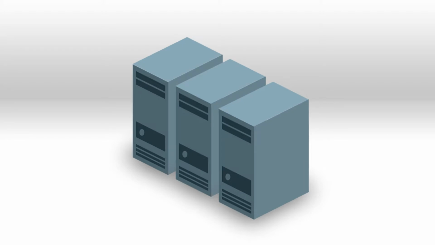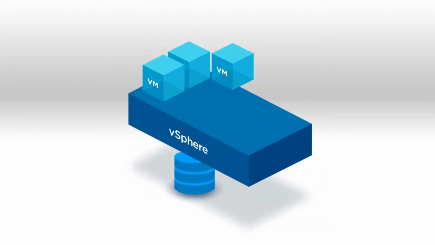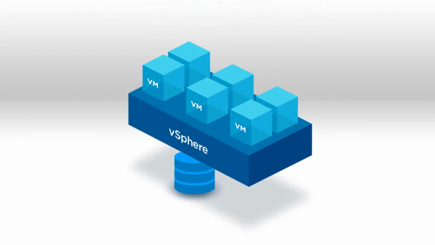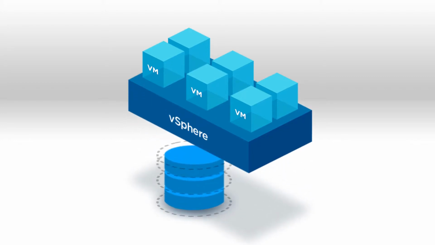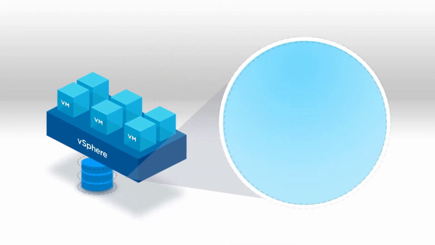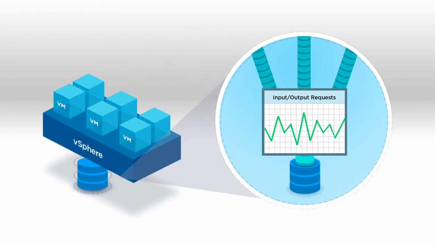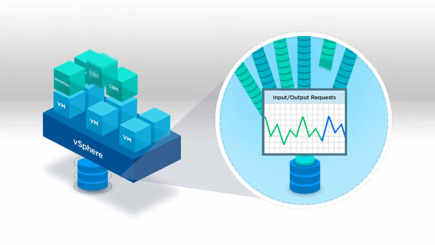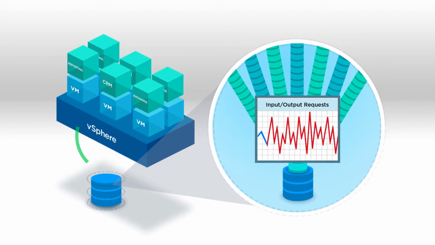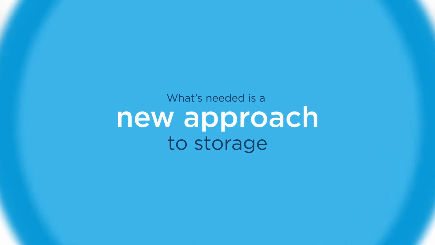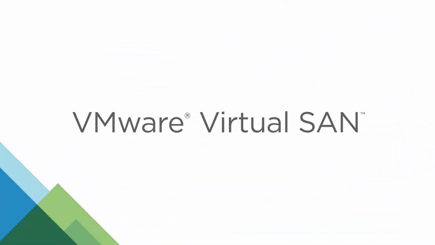Today, server virtualization has become the most prevalent platform to run applications in the data center. However, virtualization brings new requirements for storage. Storage systems serving virtual environments must handle random I/O from virtualized applications and workloads like VDI. With multiple VMs and mixed workloads all running on a dynamic virtual platform, there needs to be end-to-end visibility and control from the virtual layer into the storage layer. What's needed is a new approach to storage, and it's here, VMware VirtualSAN.